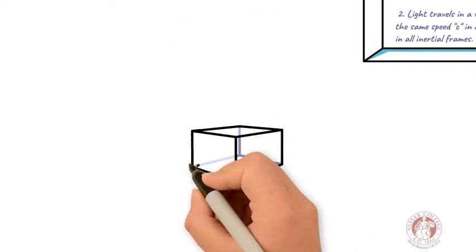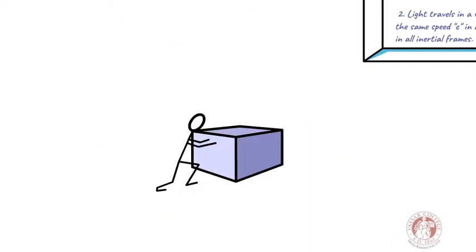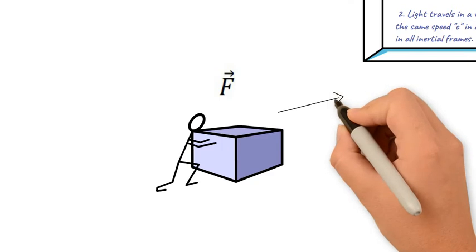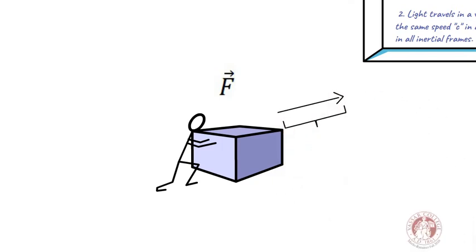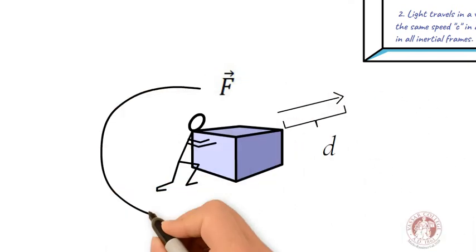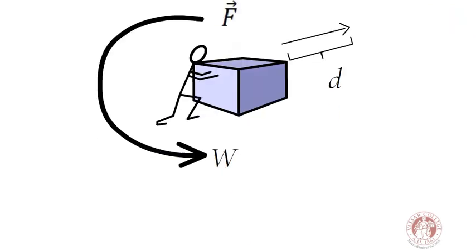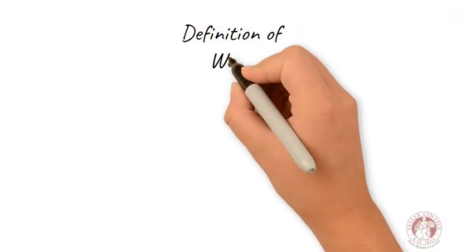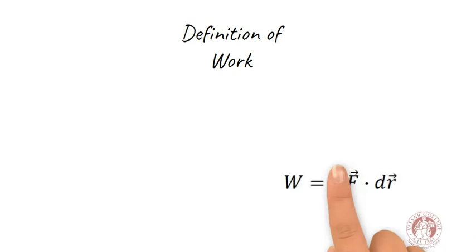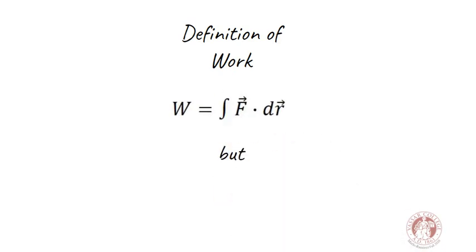If you push a box with a specific force F over a determined distance d, then you can define the work, W, as follows. But the work should be equal to the final kinetic energy of the system. And assuming a one-dimensional displacement in u, we have.